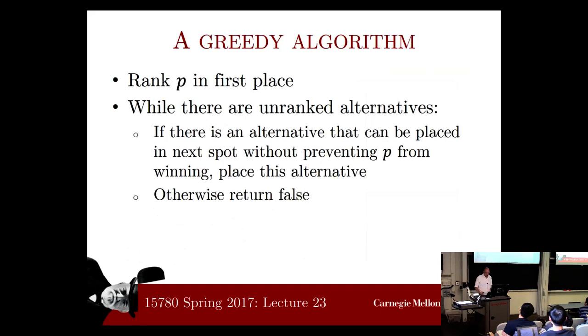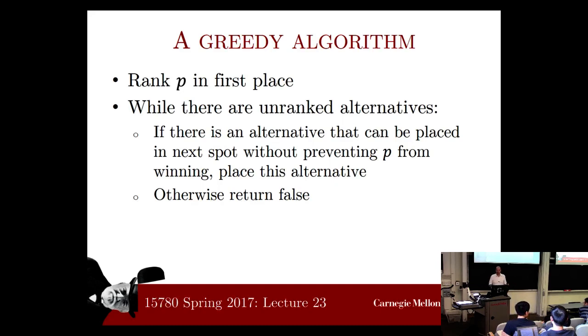Cool. So what I want to do is introduce an algorithm that attempts to solve this problem. Okay, so we're given an instance of this problem, and we're being asked, under this voting rule, given these votes, given this preferred alternative, can voter number I cast a vote that makes P win?